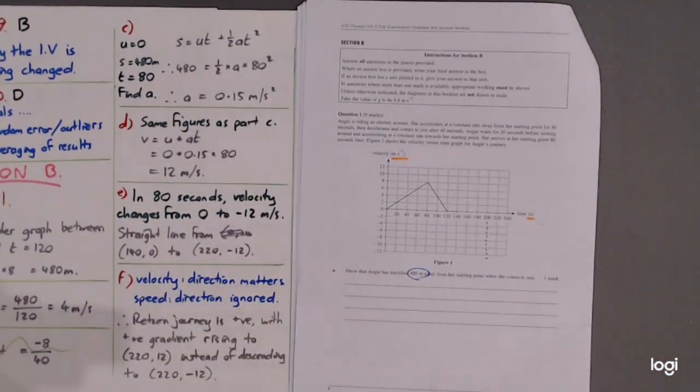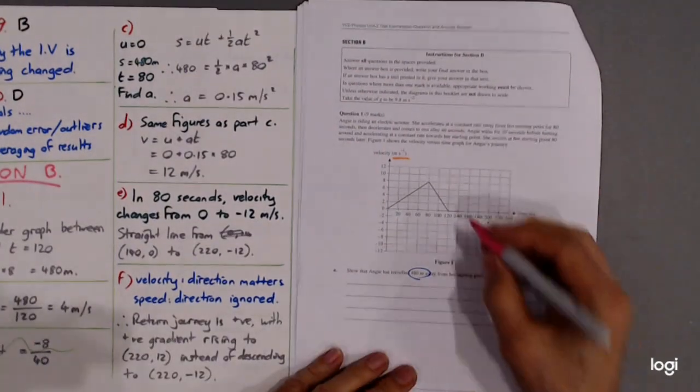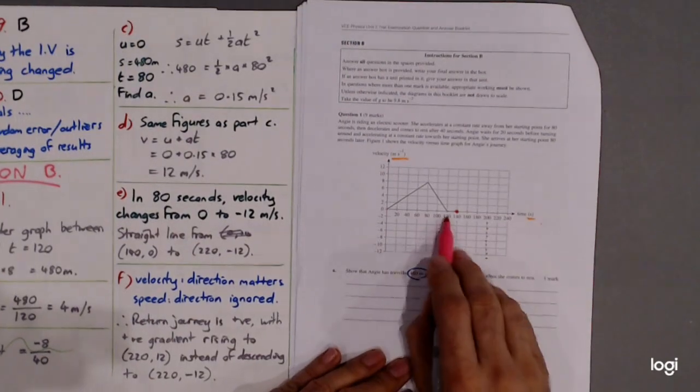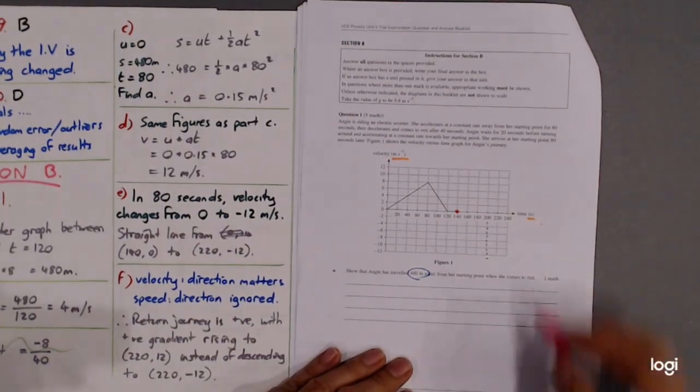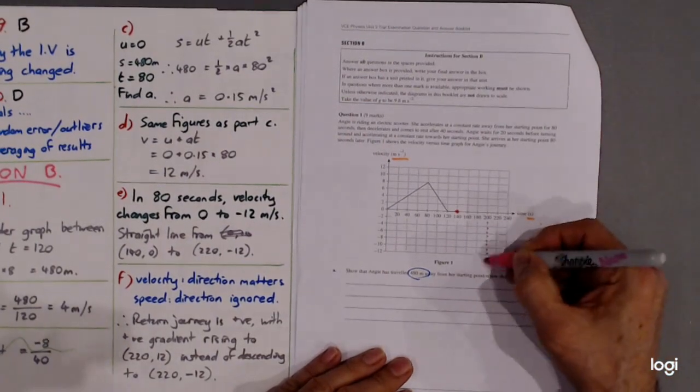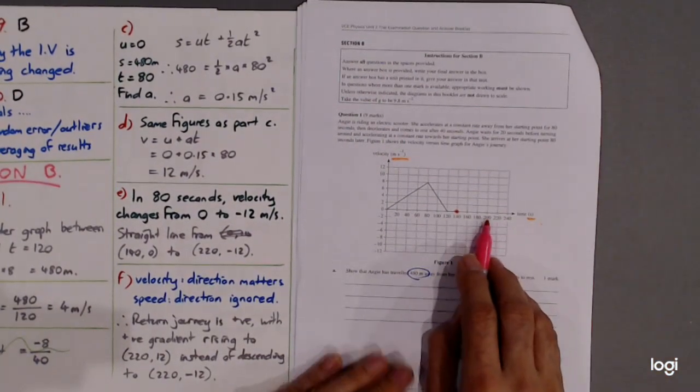And the reason for this is that speed direction is ignored, so you don't need positives and negatives. Okay? Because they did say justify your response, so over here you'd have to justify it. All right. That, my friends, is the end of question 1.